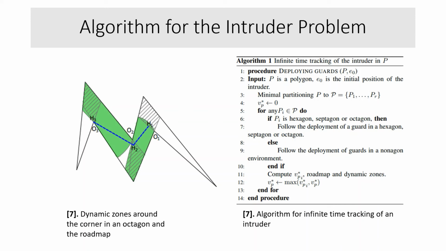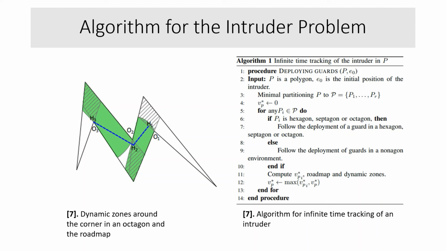So now I'll explain the algorithm. As I have already explained, the minimal partitioning of the polygon is the first concept, the procedure for employing the mobile guards to track down the intruder. So first we partition the polygonal map into polygons of smaller sizes, namely hexagons, septagons, octagons, and so on. And this is called minimal partitioning.